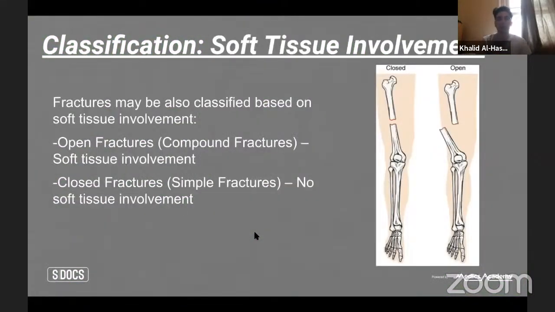Now, soft tissue involvement. This would probably be one of the more important classifications to know. Fractures may also be classified based on soft tissue involvement. We have closed fractures and we have open fractures. Closed fractures are generally known as simple fractures, in which there is no soft tissue involvement at all. The bone isn't massively displaced and therefore does not interrupt any of the soft tissue nearby. However, open fractures generally result in disruption or angulation of the bone. The bone is no longer going in the exact orientation in which it should be following and therefore tends to penetrate the soft tissue. Therefore, it is known as an open fracture or a compound fracture.